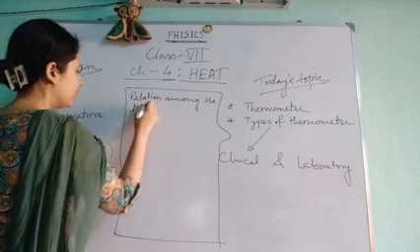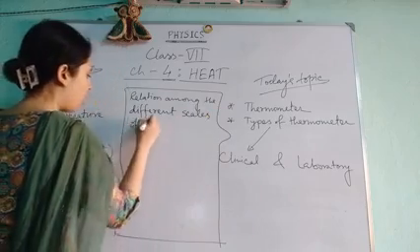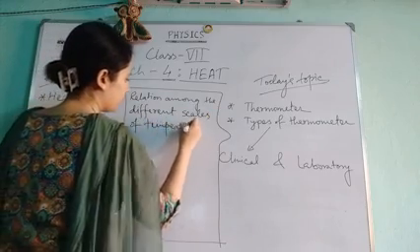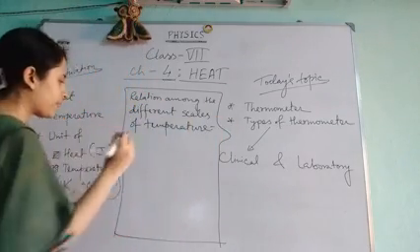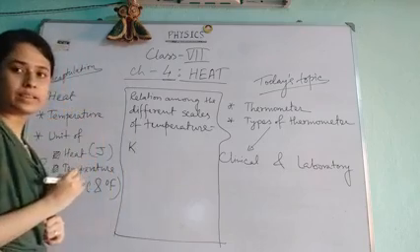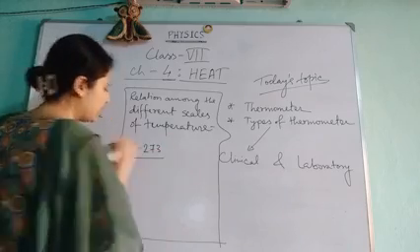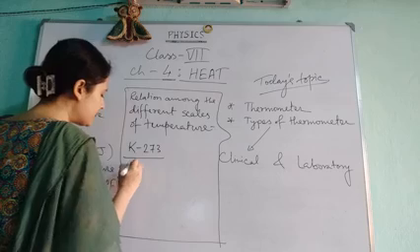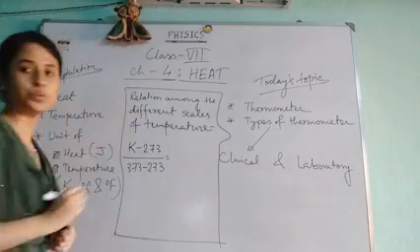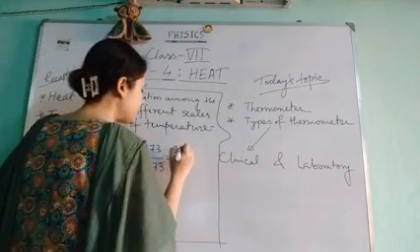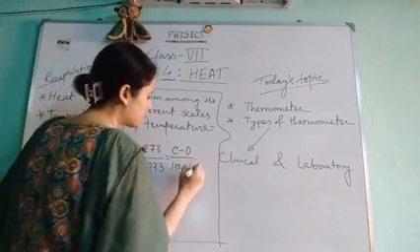the different scales of temperature. And what is that? That is K, that is the Kelvin scale. K minus 273 divided by 373 minus 273 equals C minus 0 divided by 100 minus 0.